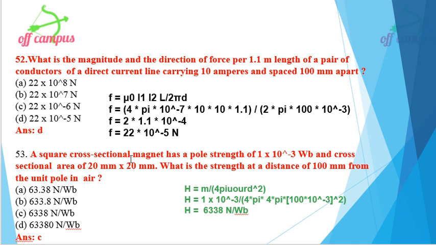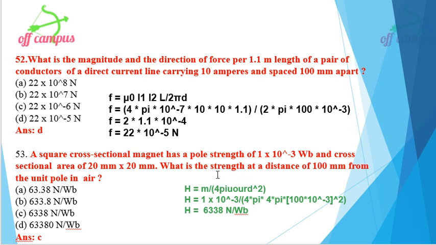A square cross sectional magnet has a pole strength of 1 into 10 power minus 3 Weber and cross sectional area 20 millimeter by 20 millimeter. What is the strength at a distance of 100 millimeter from the unit pole in the air? Four different options are given. We need to find out the strength at a distance.